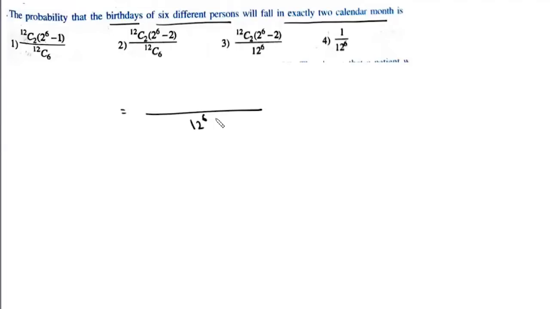Now the probability that birthdays of 6 different persons will fall in exactly 2 calendar months. Which 2 months can be selected in 12C2 ways. Now for each person we have 2 choices, so it will be 2 into 2 into 2, 6 times, and then minus 2 cases when all 6 are in any one month. So there will be 2 to the power 6 minus 2. So the answer to this question is 12C2 times (2 to the power 6 minus 2) upon 12 to the power 6, and that's your option 3.